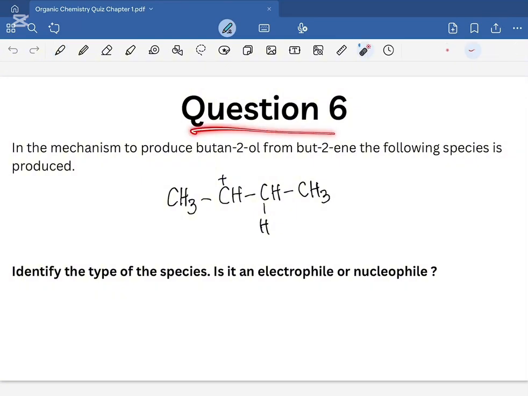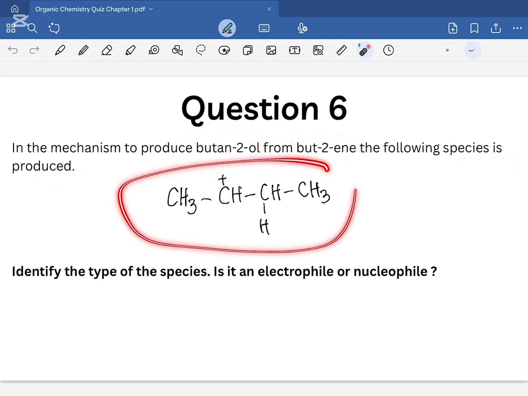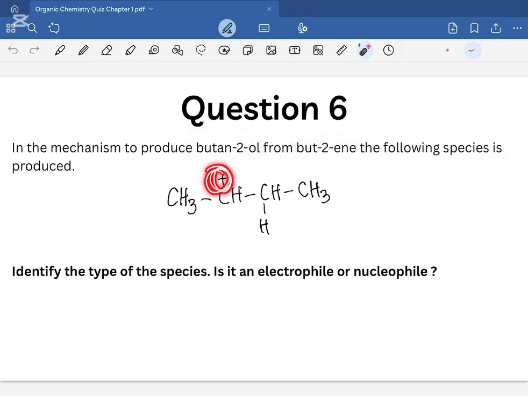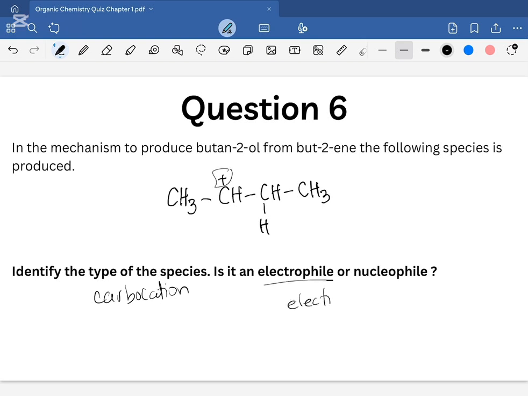Now question 6. In the mechanism to produce butan-2-ol from butene, the following species is produced. This one over here, as you can see, we have a plus on this carbon. So identify the type of species. This is a carbocation. And is it an electrophile or nucleophile? Because we have this positive charge on the carbon, it's definitely an electrophile.